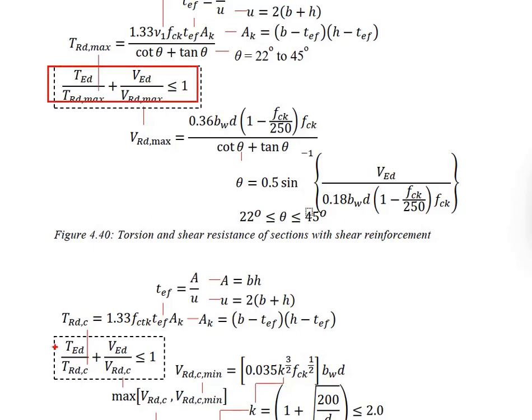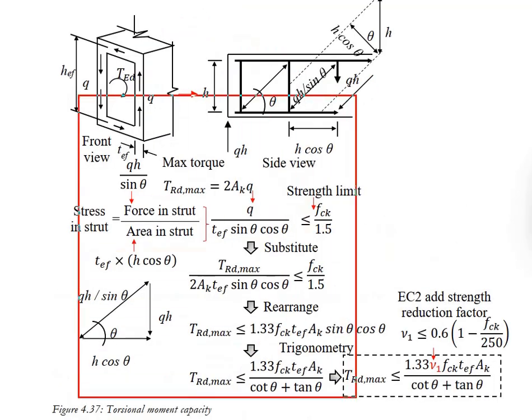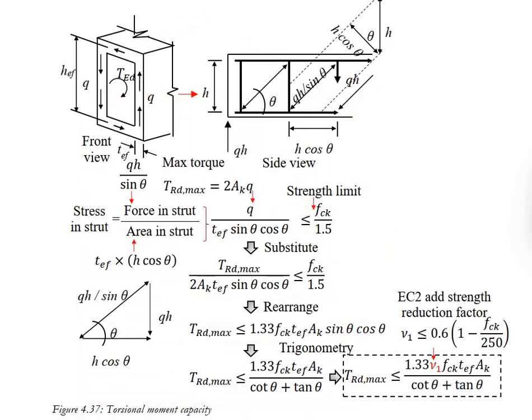This interactive formula itself is already a conservative measure. Also, if you observe the capacities, both the load capacity in the torsion and the shear comprise the strength reduction factor, which, if you look into the fundamental derivations, you have no such factor. This factor is added by Eurocode 2 as a factor of safety for a conservative design.